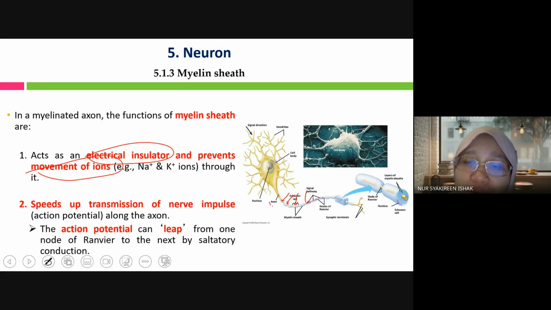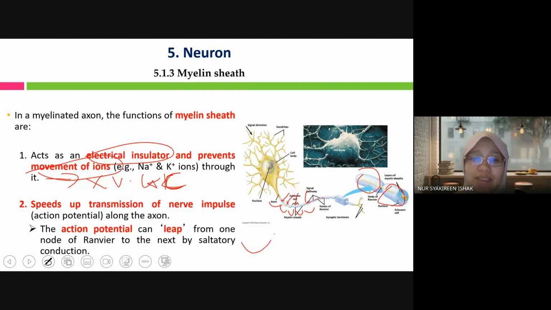So the transmission of impulse tu nampak dia macam jump from one node to another node to another node, and this will speed up the transmission of impulse. Okay. So again, we look at the first point, act as electrical insulator and prevent movement of ions, as there will be no voltage gated channel at the area that is covered by the Schwann cell, by the myelin sheath. Okay, only at the nodes of Ranvier there will be the voltage gated channel. There, action potential will be generated.